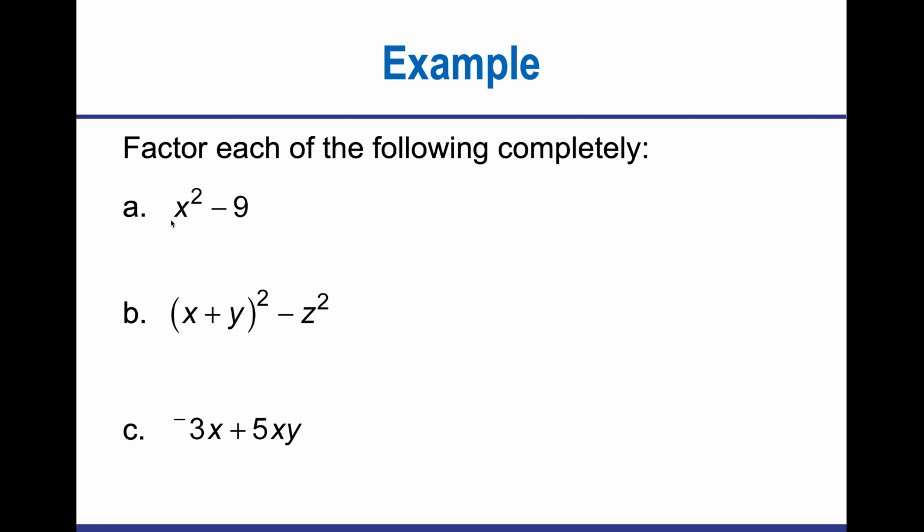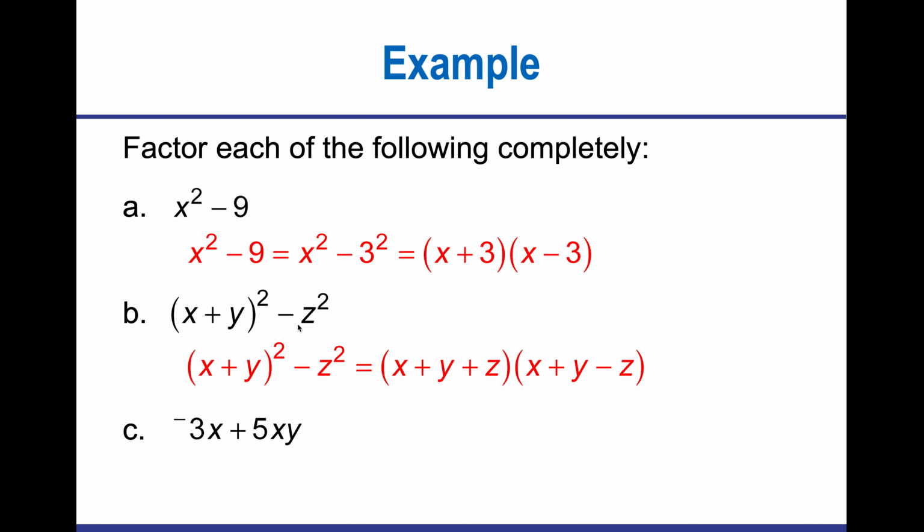If I look at A, I have something squared minus something squared. That's the difference of squares. So I'm going to apply the square root of x squared is x, the square root of 9 is 3, and the only thing that's different is the sign in the parentheses. In part B, I can apply the difference of squares, so I have to actually figure out what is x plus y squared, and then I'm going to have to fully simplify that out.